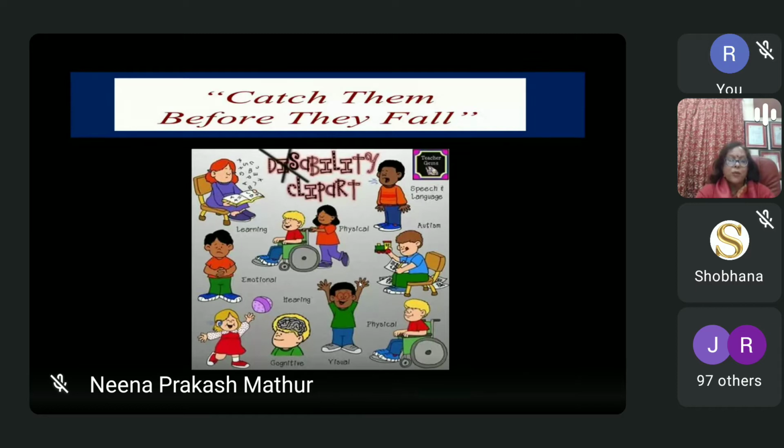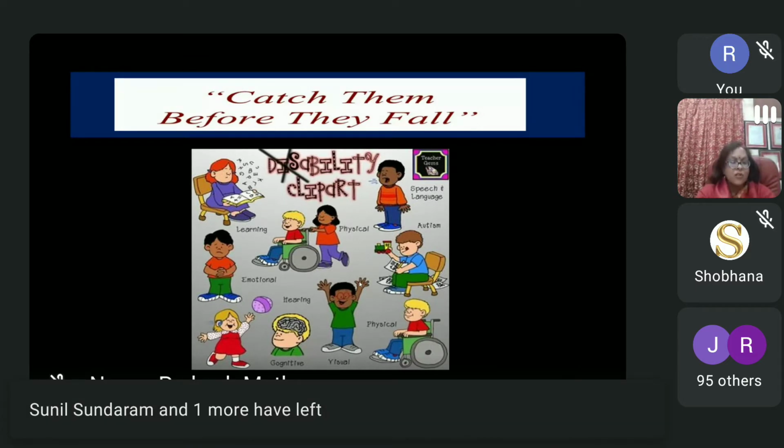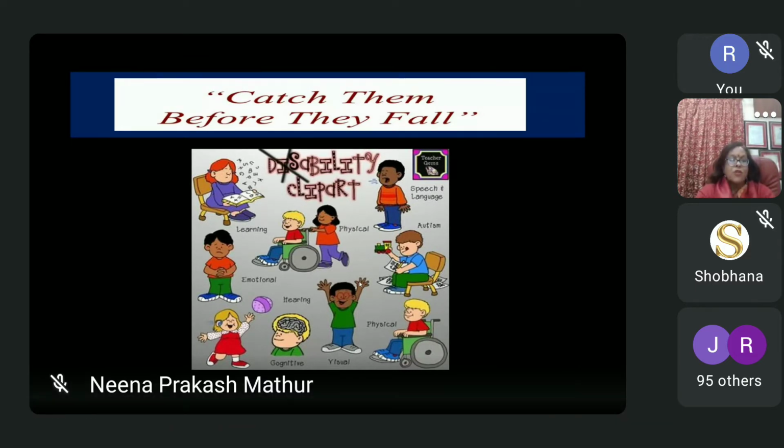This is again a beautiful picture which I found. Catch them before they fall. Look at that picture. It's our responsibility as teachers to catch these children, and it's their right. Let's understand that responsibility and right go together.